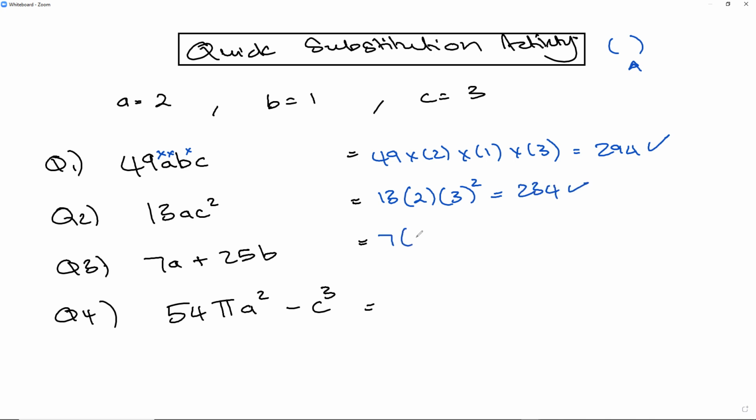The next one is 7 times 2 plus 25 times 1, which is 25, so that's 14 plus 25, easy one, right? 14 plus 25, which is going to be 39.